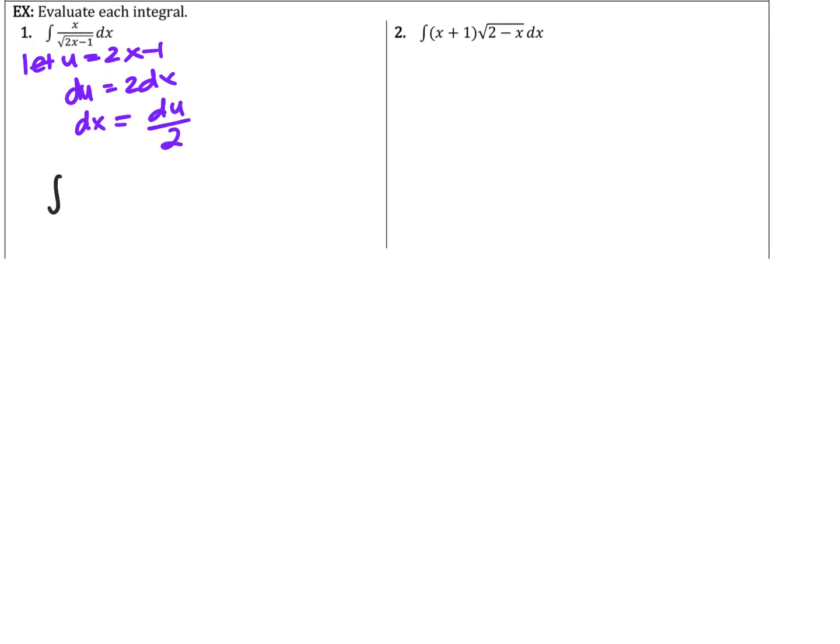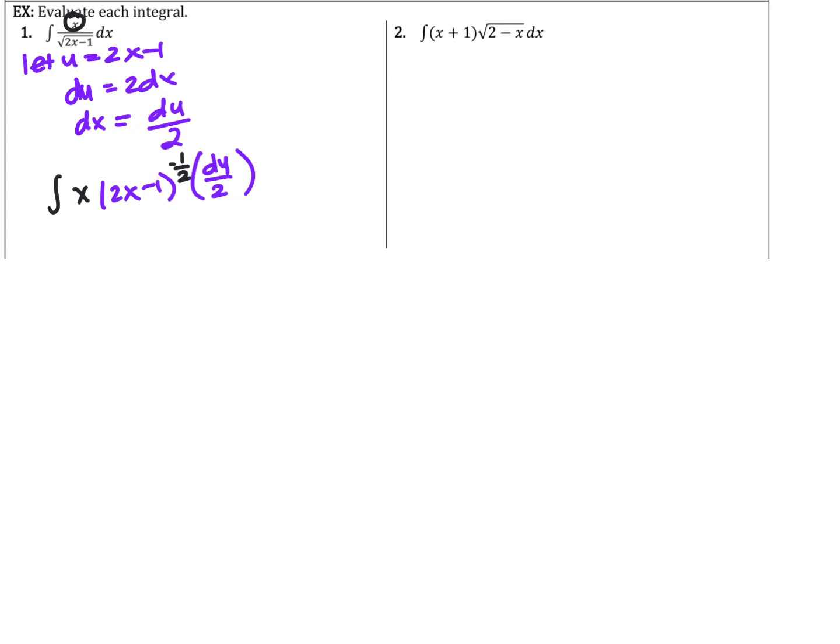So if I rewrite the integral, I'm going to have the integral of x, this x up here hasn't changed, times u, which is 2x minus 1, and I'm going to just write that as to the negative 1/2 power to deal with my square root in the denominator. And that's going to be multiplied by du over 2.